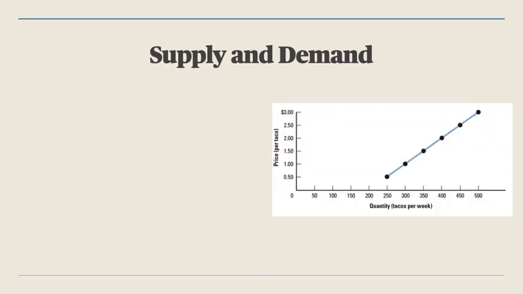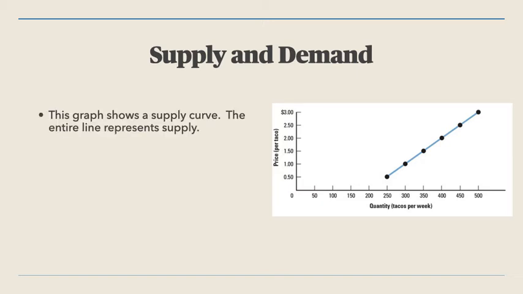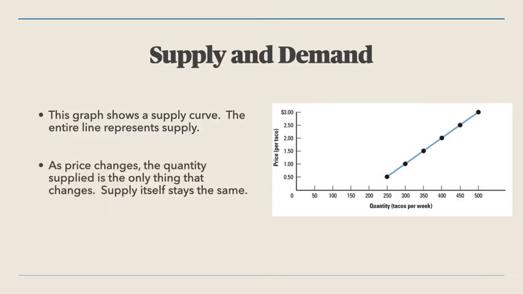On the other side of that is the supply curve. And so that's the one that goes up to the right. This shows a supply curve for tacos. And the entire line represents supply. As price changes, the quantity supplied is the only thing that changes. The line, the curve, stays the same.